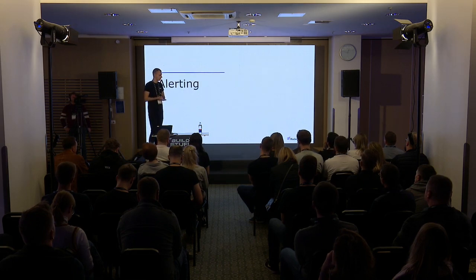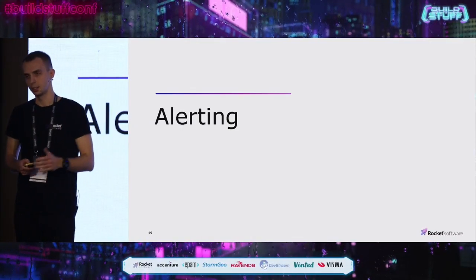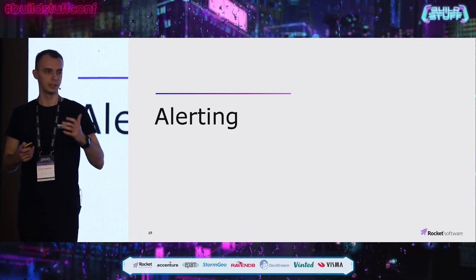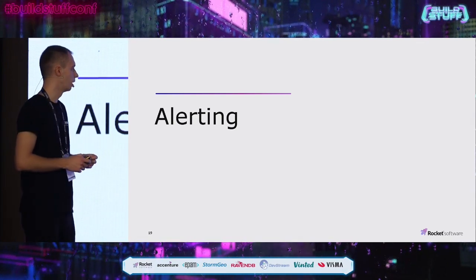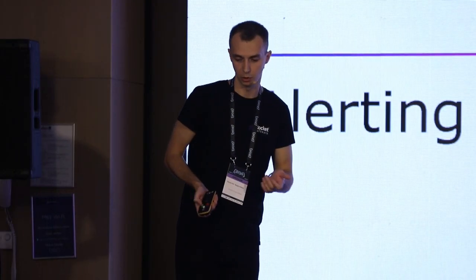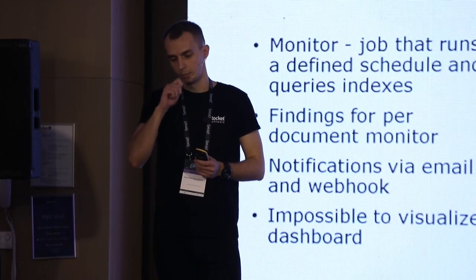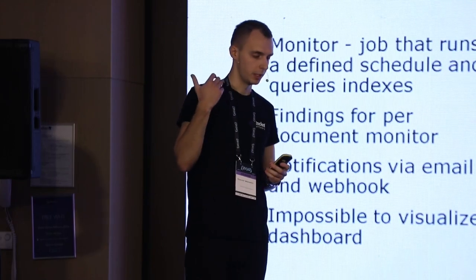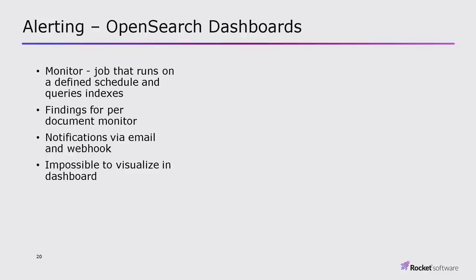The next topic is alerting. Alerts are really an important part of any monitoring system because they can tell us when things go wrong and when things need human attention. For instance, something crashes or your application consumes too many resources. In OpenSearch Dashboards, there is a monitoring plugin that allows you to configure alerts. But first of all, let's understand what a monitor is.